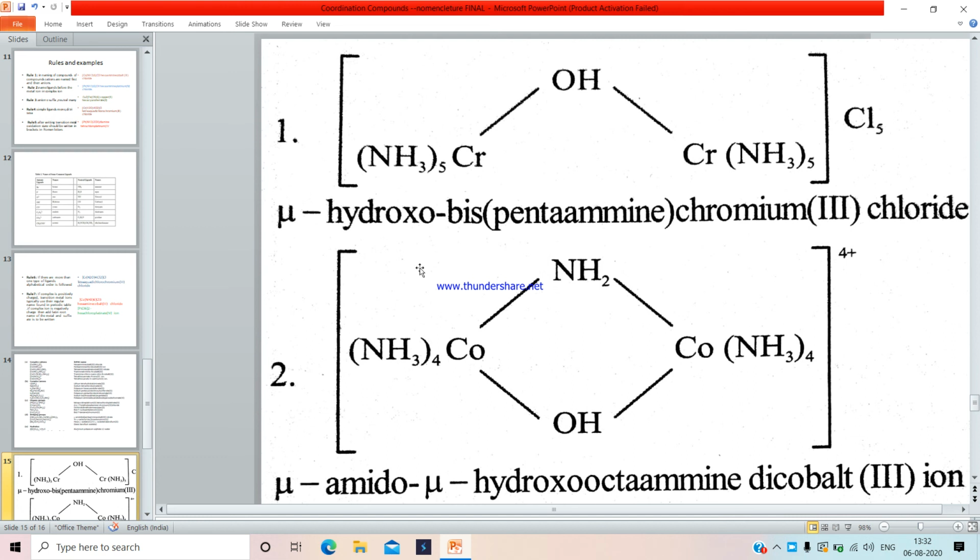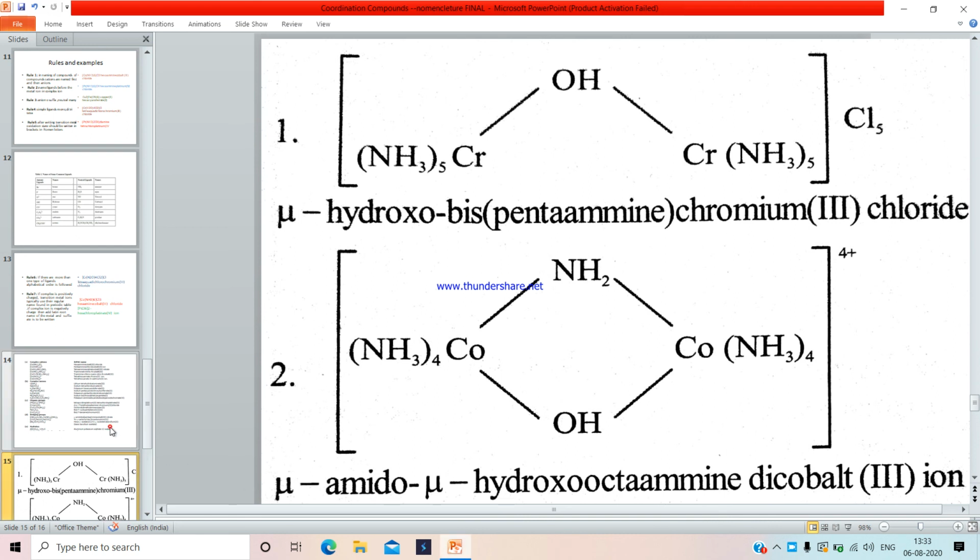Suppose we take these bridging groups. If it is like this, this is the bridging one, so you should write mu-hydroxo; mu indicates the bridging position. Bis means 2, so bis pentaammine chromium(III) chloride. Similarly, for this structure there are 2 bridges, one here and one here. This is amido, so we write mu-amido, and this is mu-hydroxo. Octa means 8, here 4 and here 4, so how many amines in total? 8, so octaammine. Dicobalt, since there are 2 cobalts, with oxidation number 3, and then ion. That is how you need to write the names of the coordination complexes.